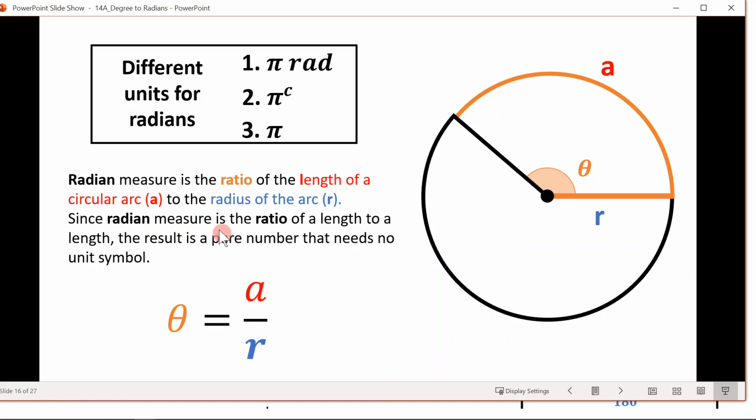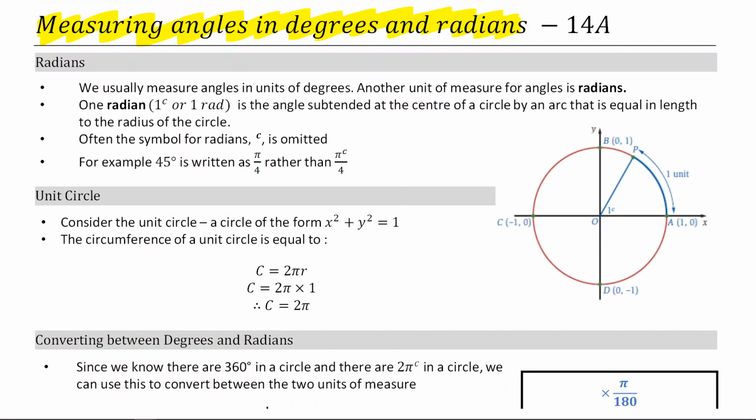And since radian measure is the ratio of a length to a length, the result is a pure number that needs no unit symbol. If all that doesn't make any sense, all you need to know is that you do not need to put a unit on radians. You just leave it off most of the time. Okay, so with all that being said, let's begin to slowly work through our notes here.